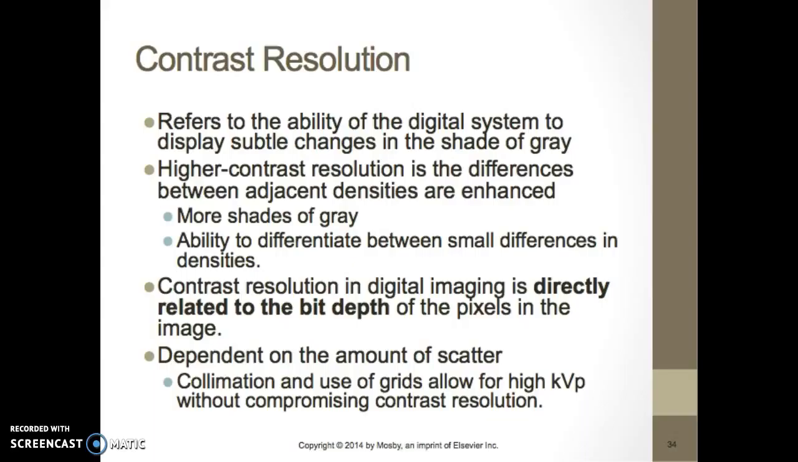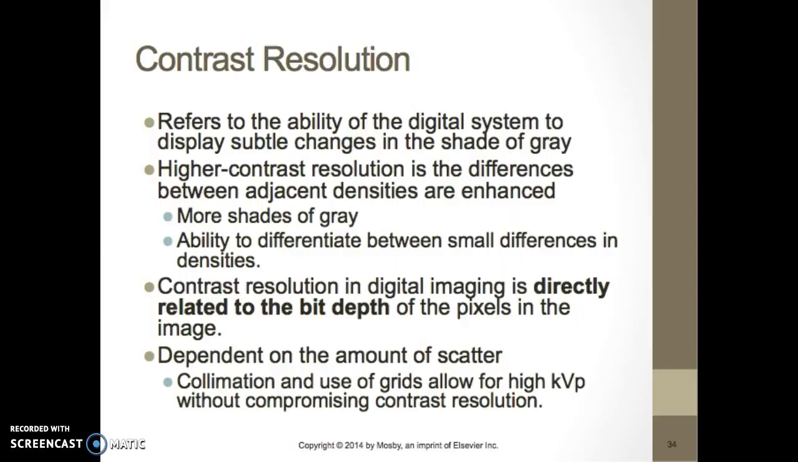So contrast resolution refers to the ability of the digital system to display subtle changes in shades of gray. With higher contrast resolution, the difference between adjacent densities is enhanced, so there are more shades of gray and the ability to differentiate between small differences in densities. Contrast resolution in digital imaging is directly related to the bit depth of the pixels in the image. Remember how we talked about the 256? That's your shades of gray.